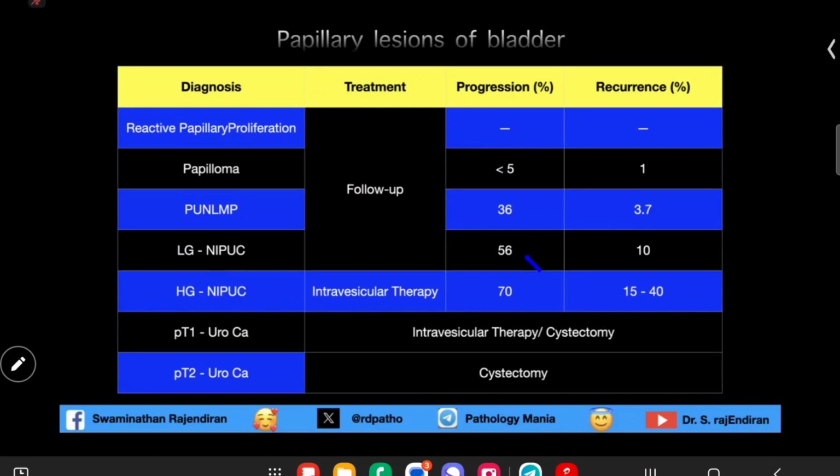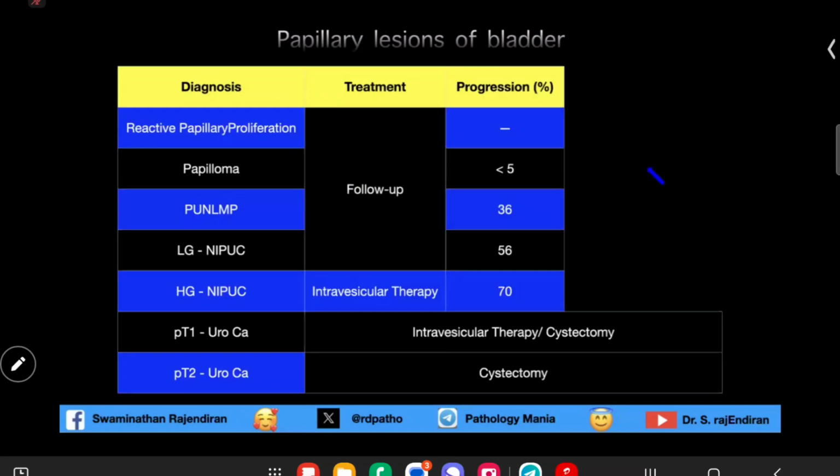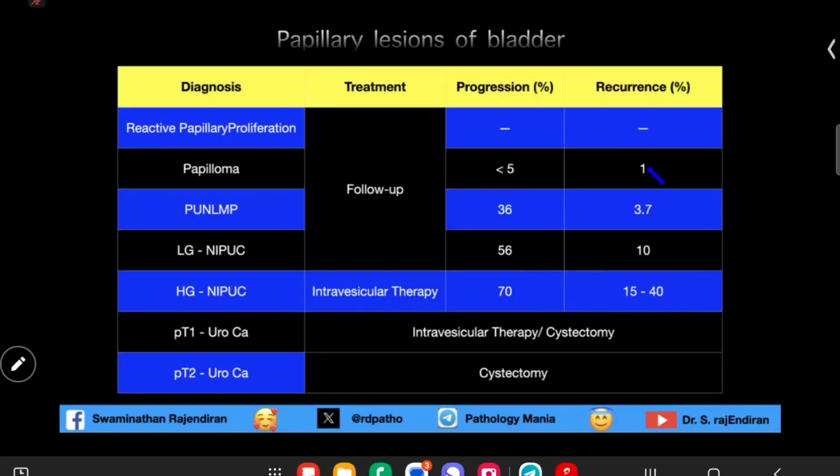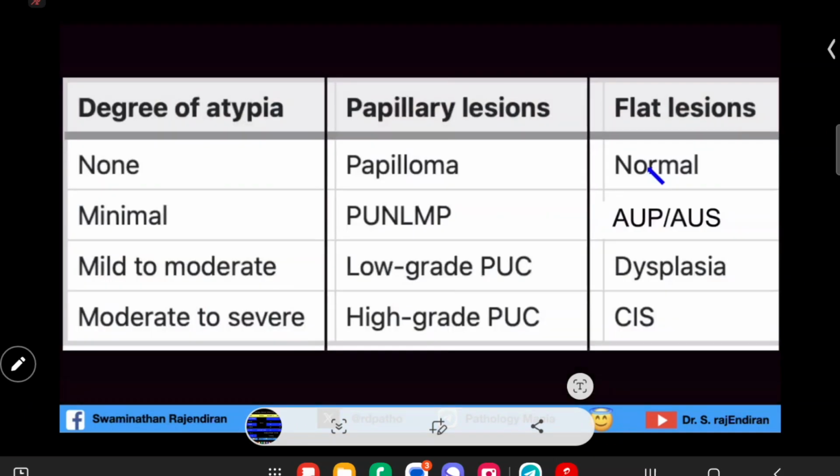And recurrence rate. When it is high-grade non-invasive papillary urothelial carcinoma, up to 40% can recur. Whereas when it is papilloma, it's only 1%. So this table is also very, very important. I will just put this. You can take a picture. This tells you why you have to correctly classify the papillary lesions.